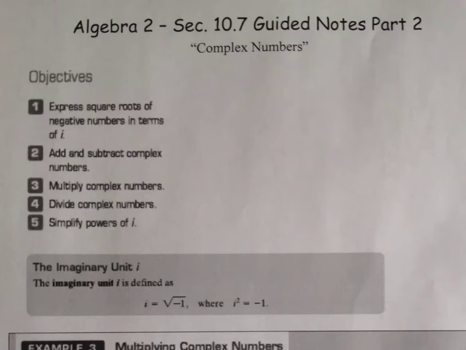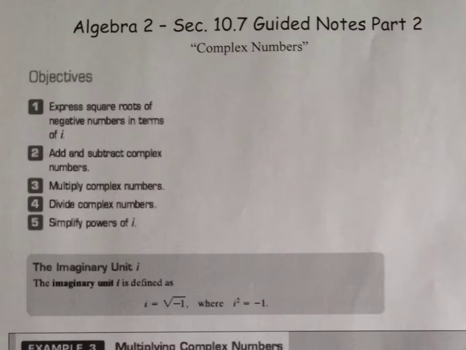This is 10.7 Part 2, Complex Numbers. And today the objective we're doing in 10.7 is to multiply complex numbers. In the next section we're going to do objectives 4 and 5, which is divide and simplify with powers of i. But today we're just going to do multiplying.